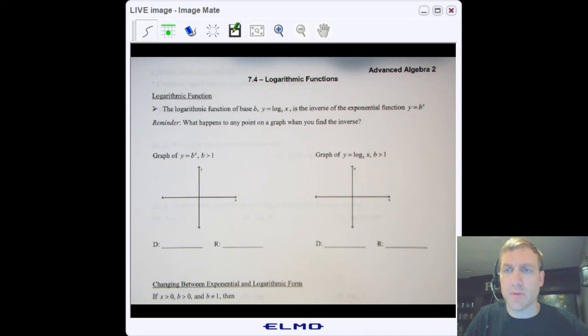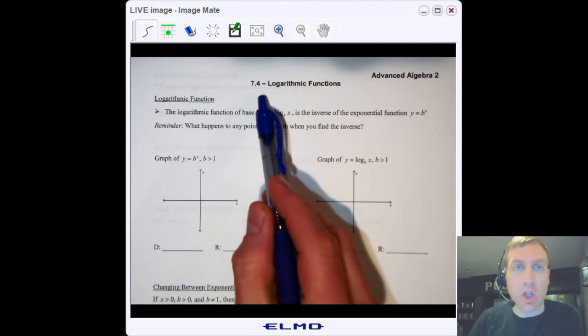Hello, Algebra 2 students, and welcome back to another lesson. This is 7.4 on logarithmic functions. So we've spent the last two sections dealing with exponential functions. Now we're going to move on to the inverse of the exponential function, which is called the logarithmic function.